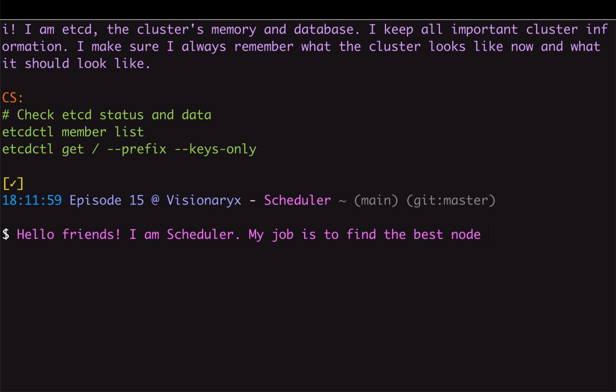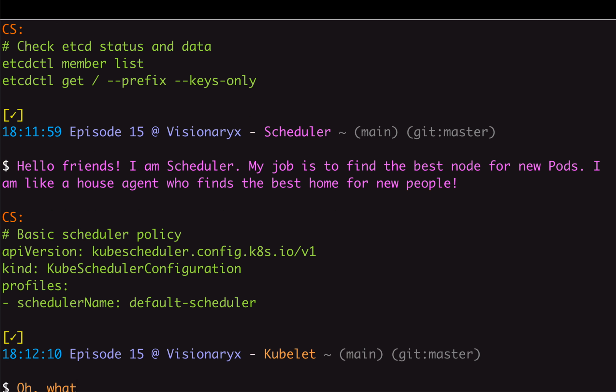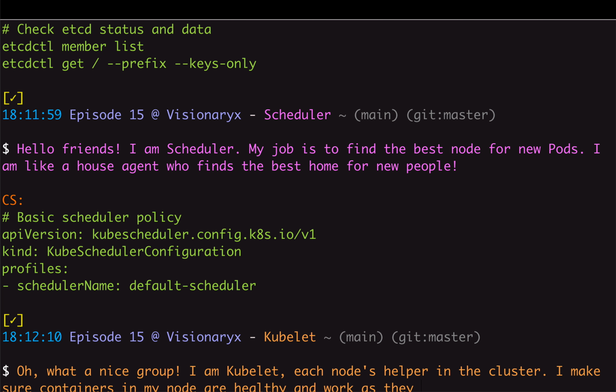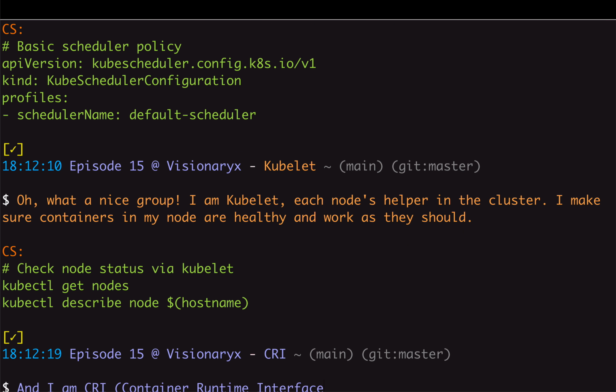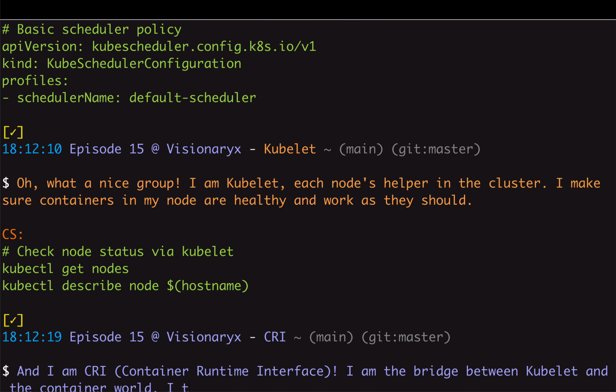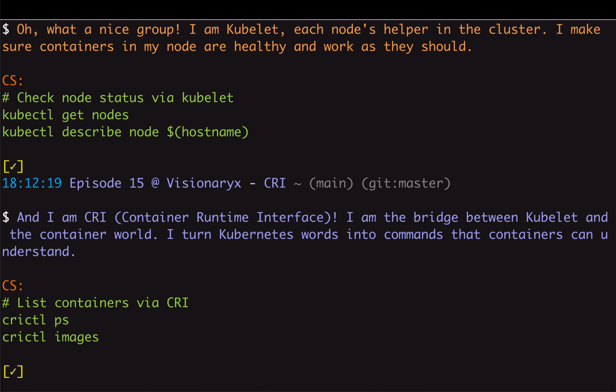Hello, friends. I am Scheduler. My job is to find the best node for new pods. I am like a house agent who finds the best home for new people. Oh, what a nice group. I am Kubelet, each node's helper in the cluster. I make sure containers in my node are healthy and work as they should. And I am CRI, Container Runtime Interface. I am the bridge between Kubelet and the container world. I turn Kubernetes words into commands that containers can understand.